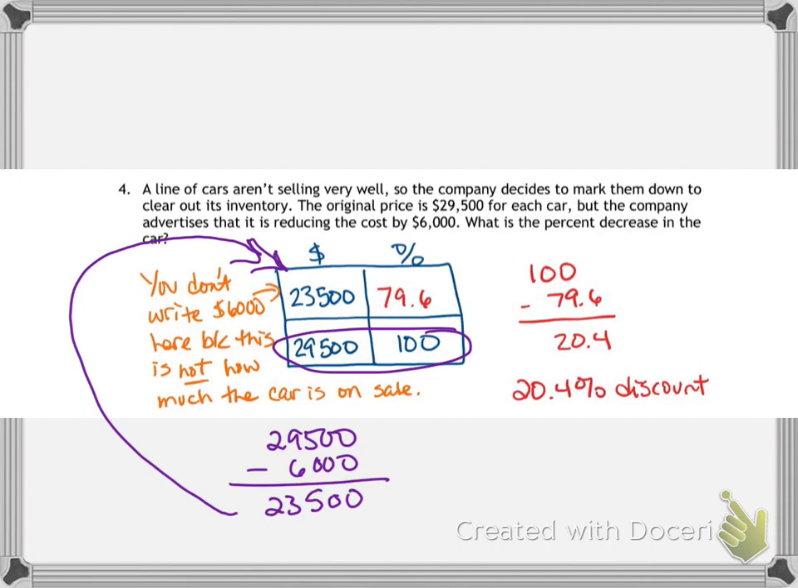Now I can cross multiply and divide. 23,500 times 100 divided by 29,500 gets me 79.6%. That's not my final answer. That's how much you're paying compared to what you were before. To find my discount, I subtract these two numbers, 100 minus 79.6. The discount was about 20.4%.